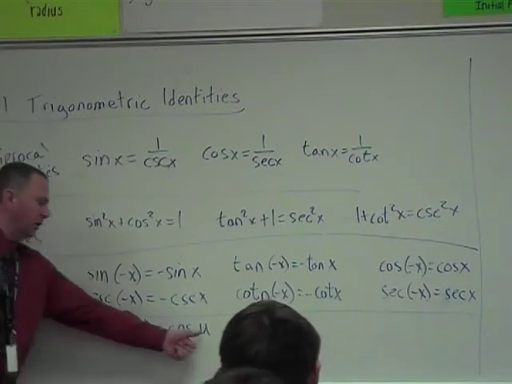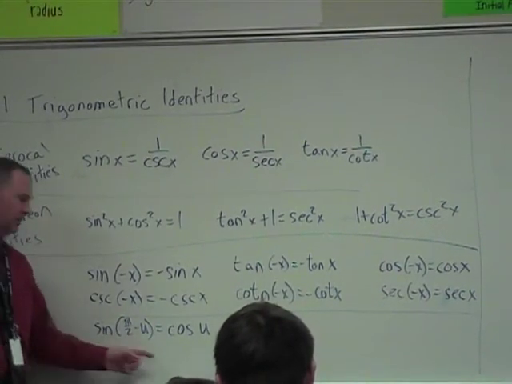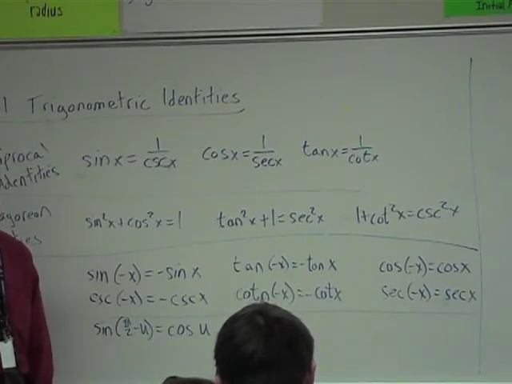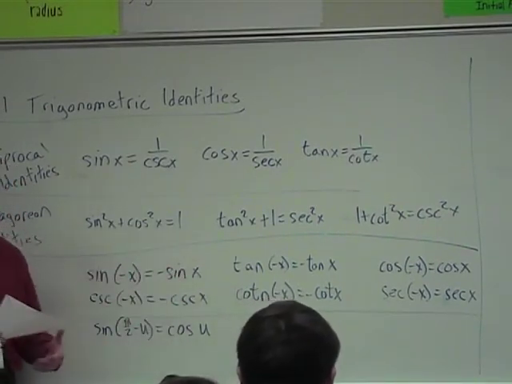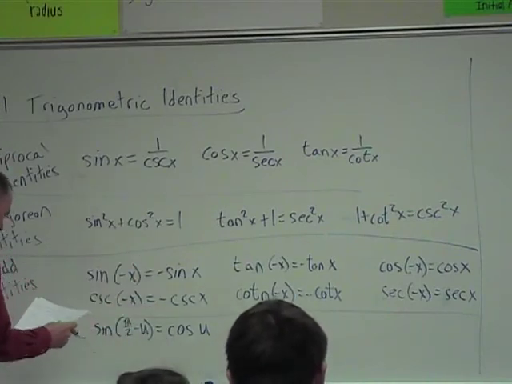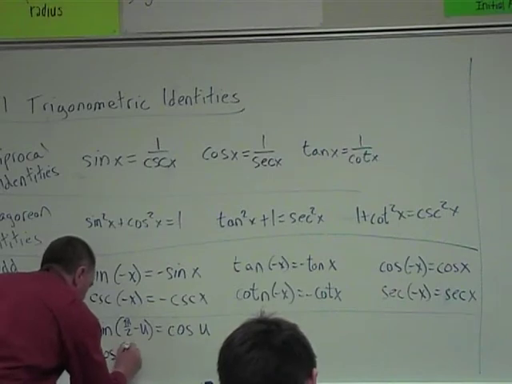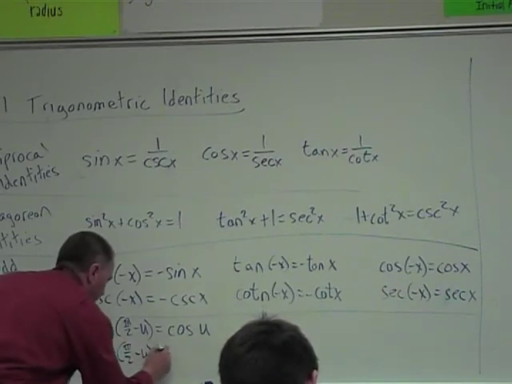So whatever degree you have, if you take 90 minus that, if you're taking the sine of that, it's going to be the same as the cosine. Right now, none of this means anything to you until you start using it, but that's something you can use. Alright, and it's the same for the rest of these. So cosine of pi over 2 minus u equals the sine of u.